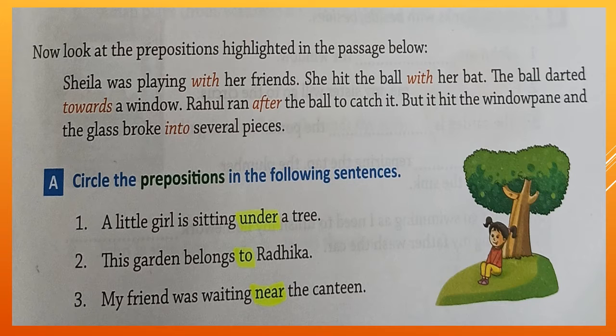Okay, so in these sentences, under means she is sitting below. This garden belongs to Radhika means this garden belongs to Radhika. Right. My friend was waiting near the canteen means my friends are waiting next to the canteen. Like these are the prepositions used in these sentences.